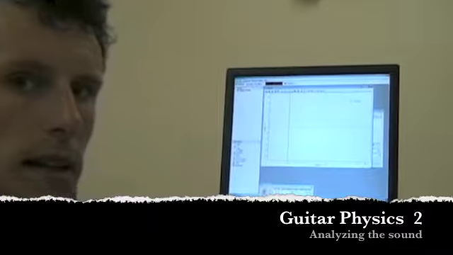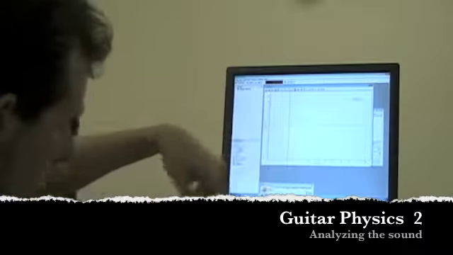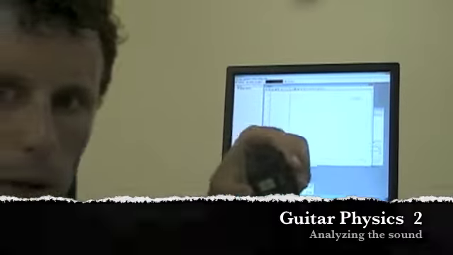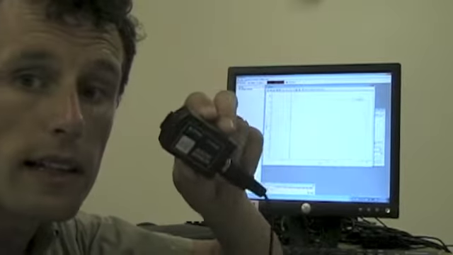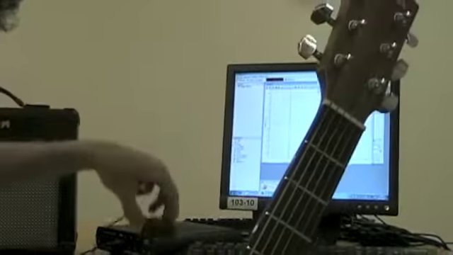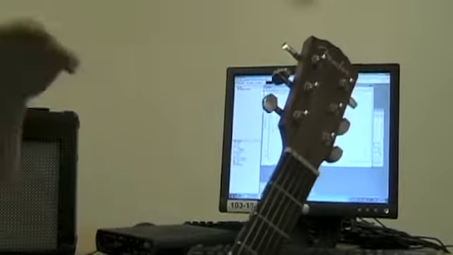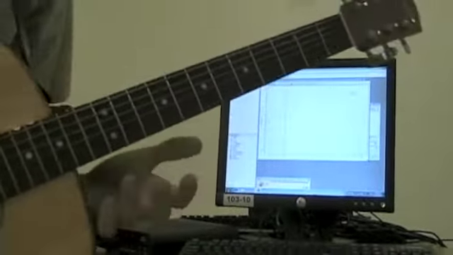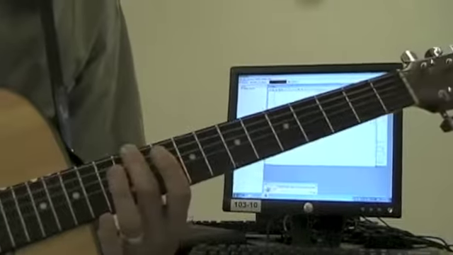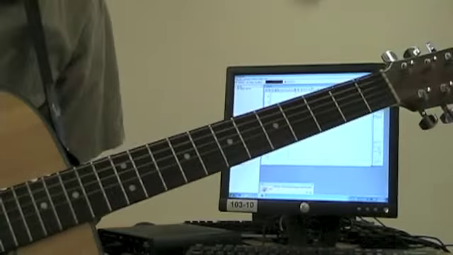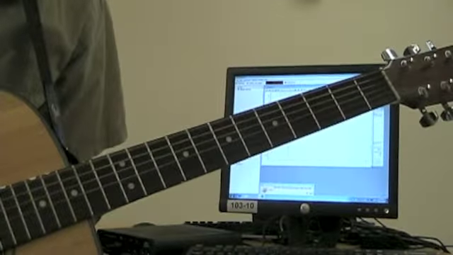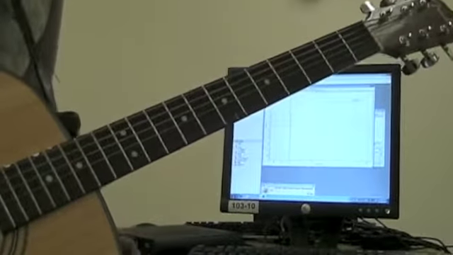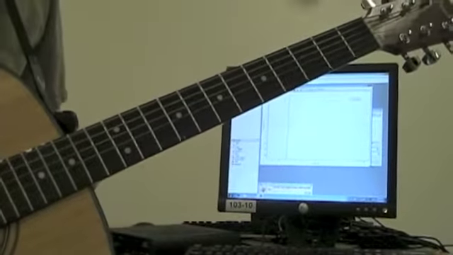Okay, so using this computer display here and this sound sensor, which is basically a little microphone, we're going to use the guitar to make some sounds of different frequencies by plucking the strings of different lengths on the guitar and seeing what kind of frequencies you get. So starting with this low E string down here, I'm just going to strike it and hear the sound it makes, right? So that's the note E, apparently, assuming my guitar was properly tuned, which I think it was.